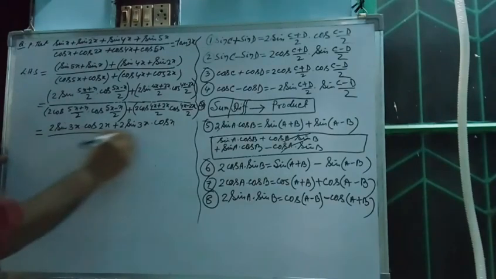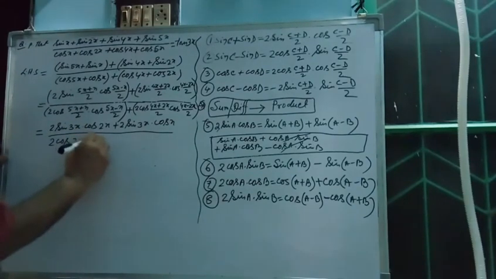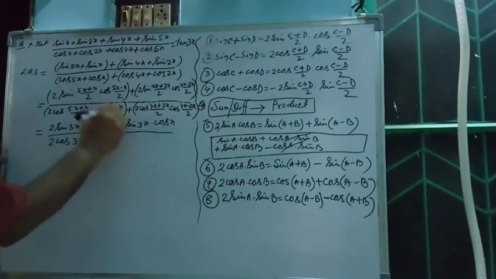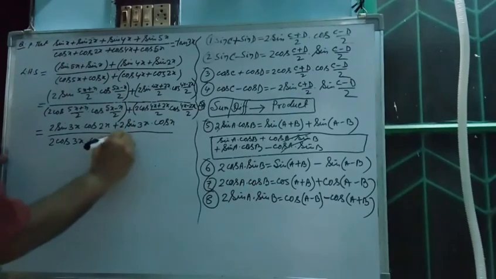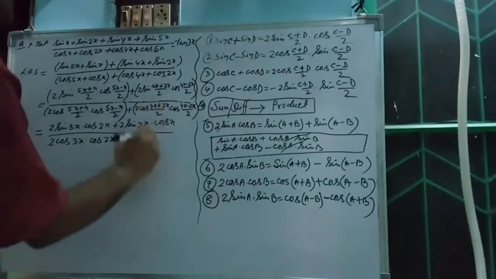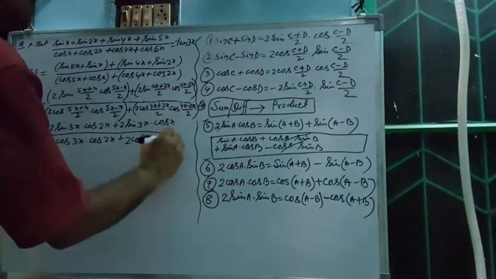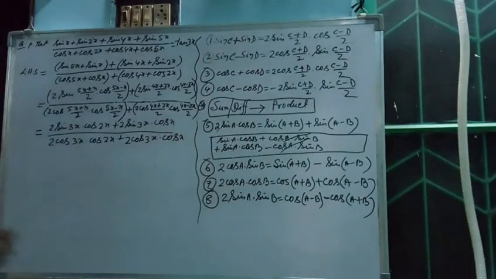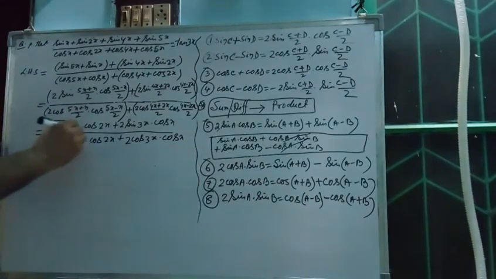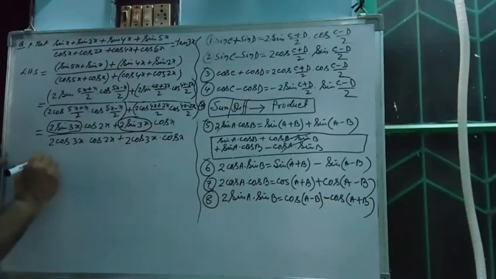Now for the lower part, we will get 2 cos (5x plus x)/2, that is 6x/2, equal to 3x, into cos (5x minus x)/2, 4x/2, that is cos 2x. Plus 2 cos (4x plus 2x)/2, 6x/2, that is 3x, cos (4x minus 2x)/2, 2x/2, that is equal to cos x. Now see, what is common here? From the top, we are getting common 2 sin 3x. So take 2 sin 3x common.